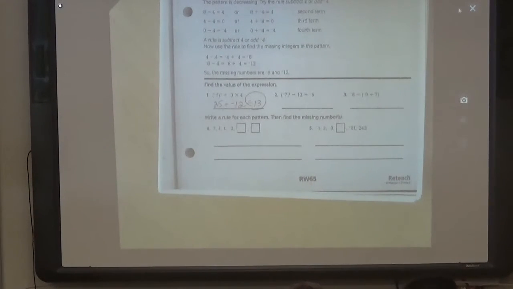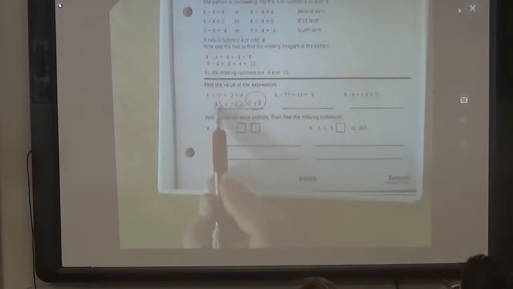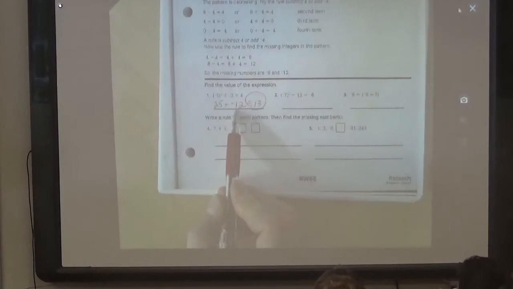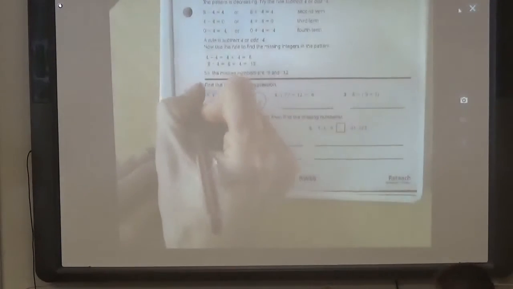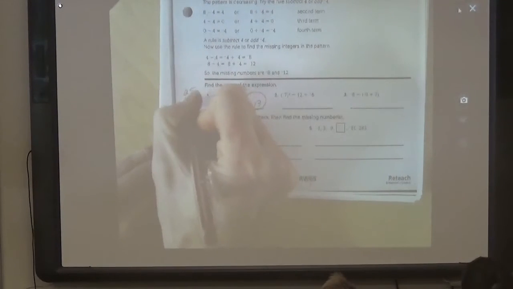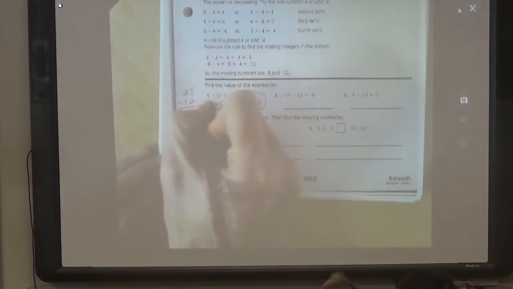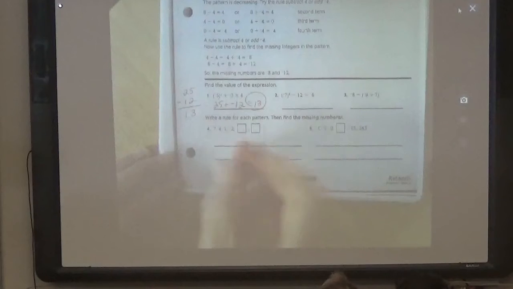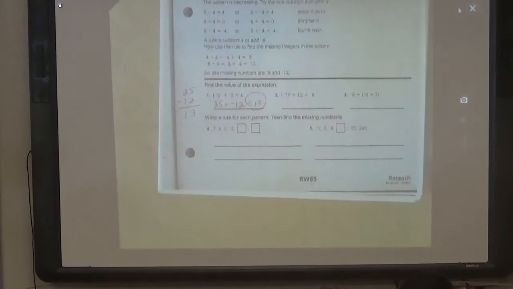Any questions? Olivia? How do you get negative? It's not negative 13. Did I say negative 13? I meant 13. 25 plus negative 12. So we just do 25 minus 12, and it equals 13. Oh, okay.